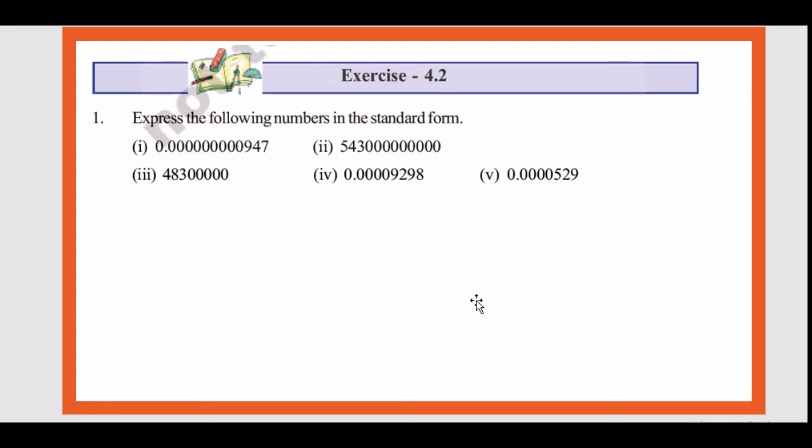Next, moving on to exercise number 4.2. This particular exercise 4.2 deals with scientific notation. Scientific notation is especially used in physics and chemistry to represent numbers which are very large as well as very small.